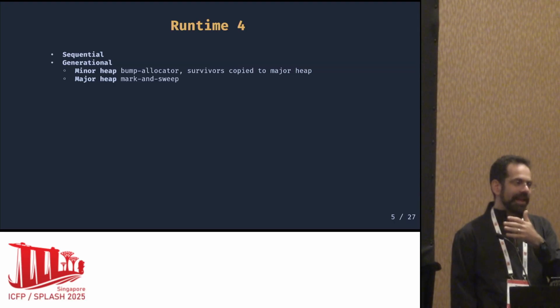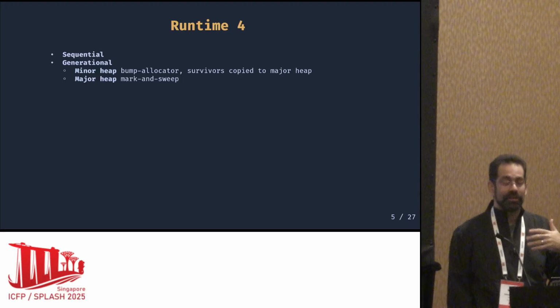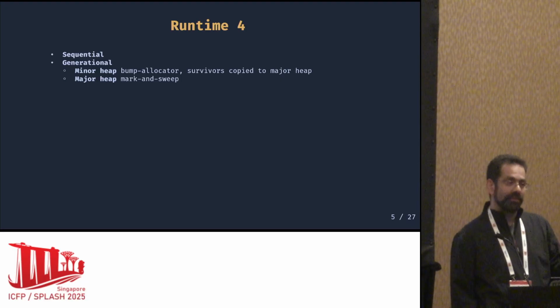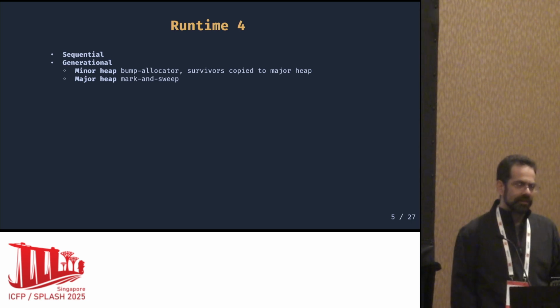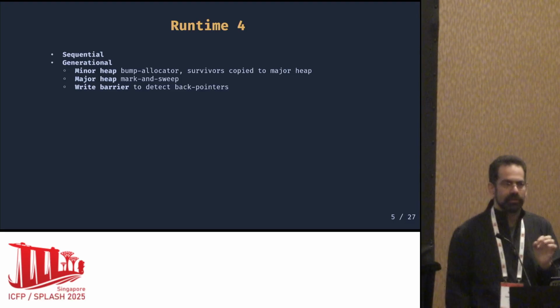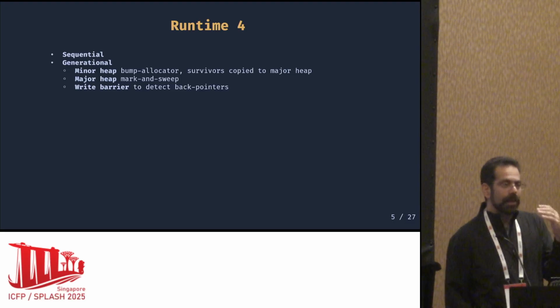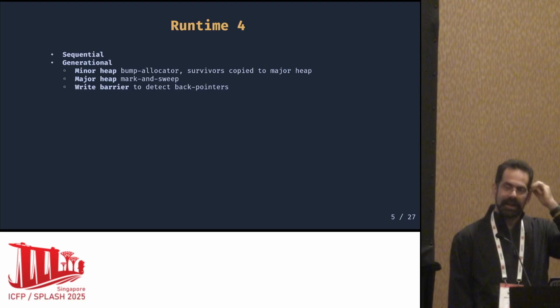And then when you get to the end of the minor heap, you just copy the survivors, and because of the generational hypothesis, there aren't many survivors, to the major heap. And then the major heap is a traditional mark and sweep collector. And then one additional important piece is, in order to be able to collect the minor heap, you need to not have to trace everything to know what is still alive on the minor heap.